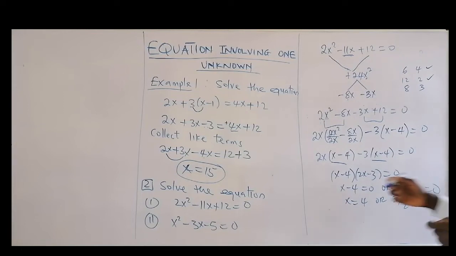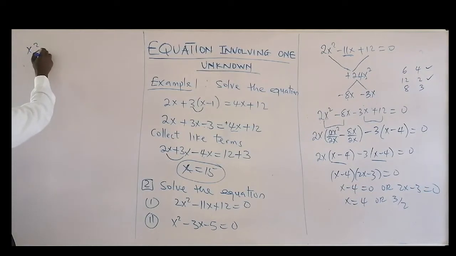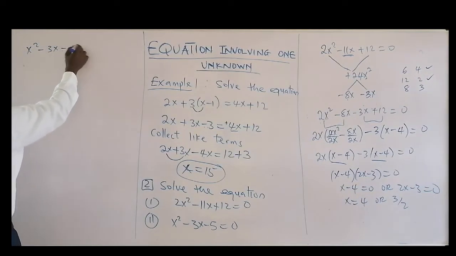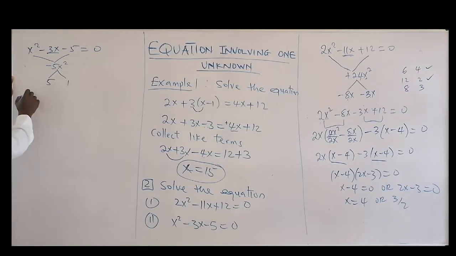Okay, then the second part, we have x squared minus 3x minus 5 is equal to 0. So the question is, check this. That's minus 5x squared. What are the factors of 5 that can give us 3? Are the factors of 5 just 5 and 1? And it can't give us 3. It can never give us this middle number here, either by adding or subtracting. So I think the option I have now is to use the quadratic formula.